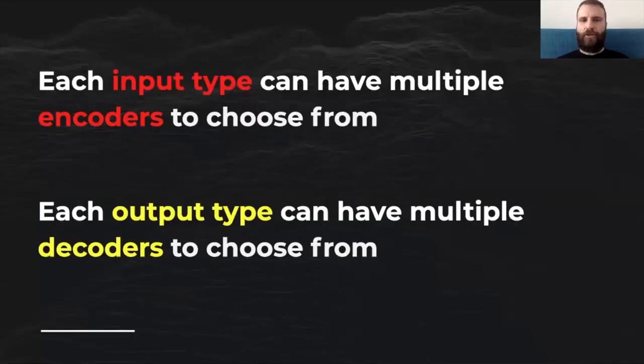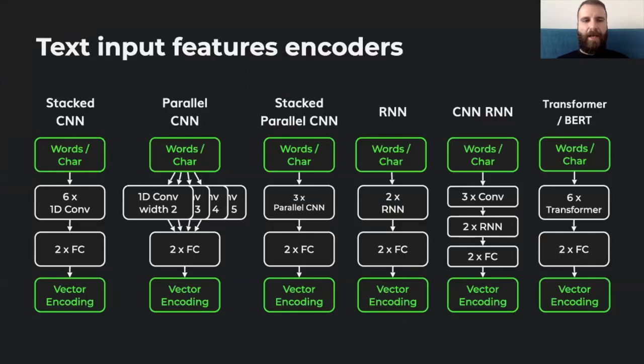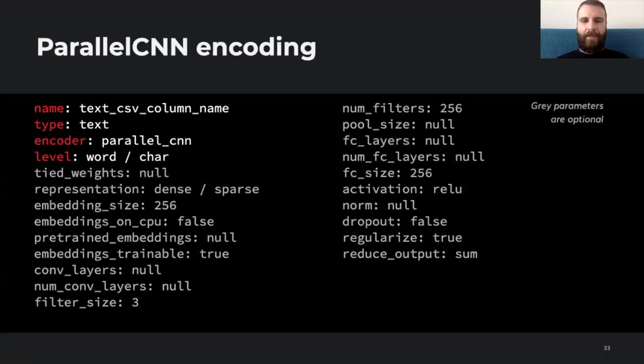In particular, each input can have multiple encoders and each output can have multiple decoders. In particular, for text, we have stacked CNN, parallel CNN, stacked parallel CNN, RNN, a combination of CNN and RNN, and transformers. In order to use each of these encoders, in your model definition, you just have to change the encoder keyword to be the encoder that you want to use, for instance, parallel CNN, and also the level at which you want to work, if at the word level or the character level. For transformers, it works at the word piece level.